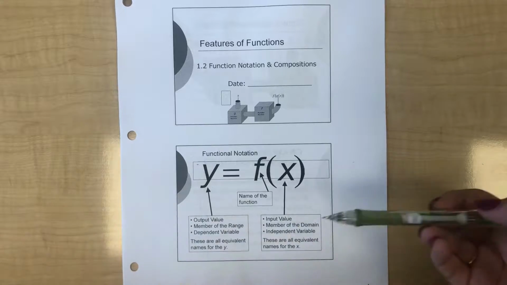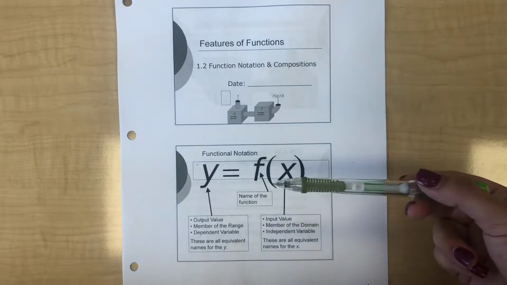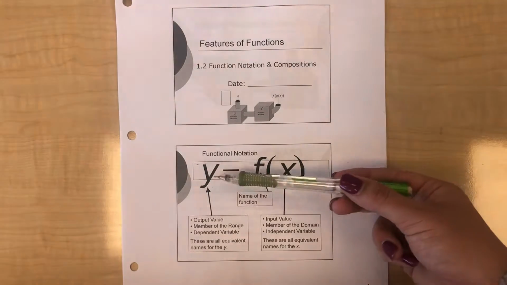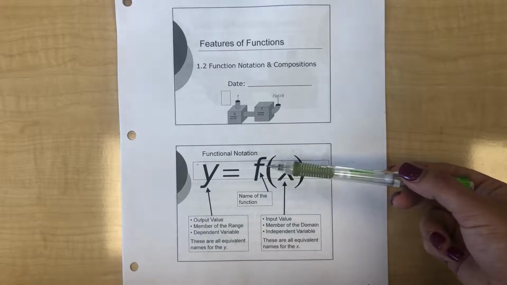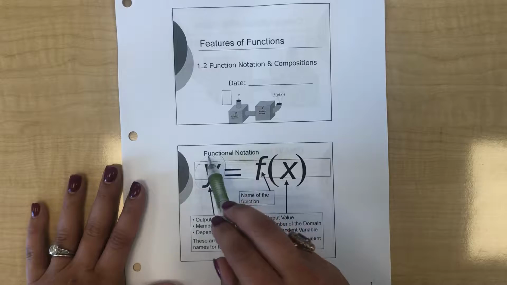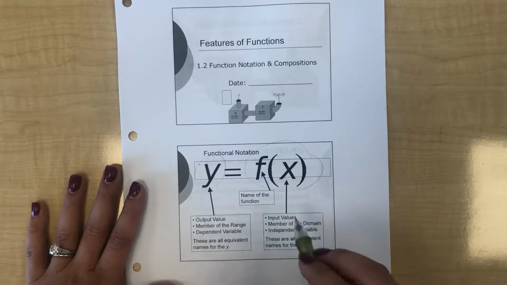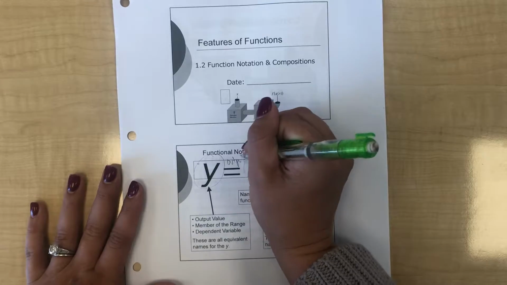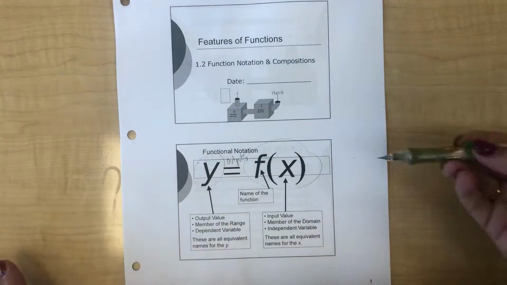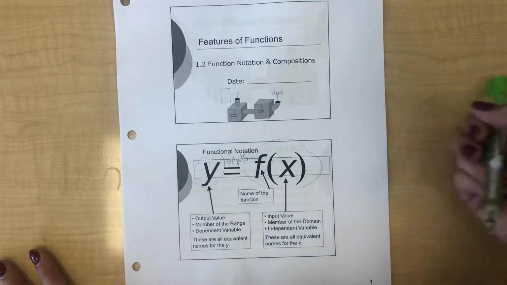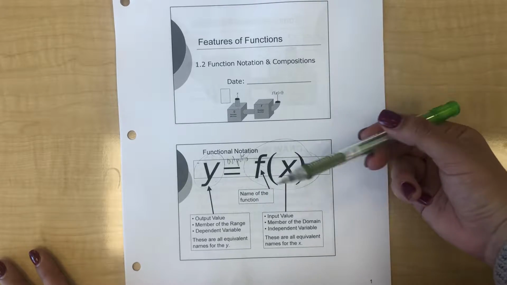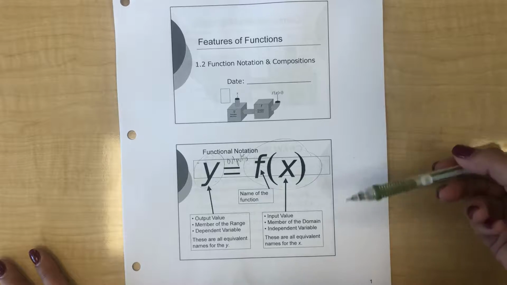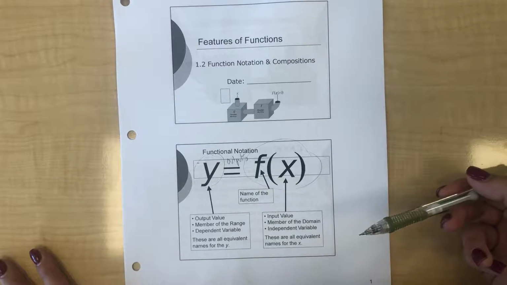So function notation: x is the input, and y is the output. So y and f of x are both equivalent, so these are both outputs. And f is the name of the function. So you could name the function f, you could name it g of x, you could name it h of x. Instead of having y being three different things, that doesn't make sense.